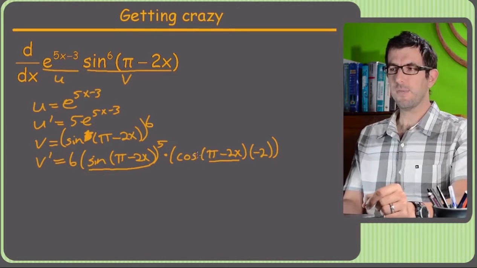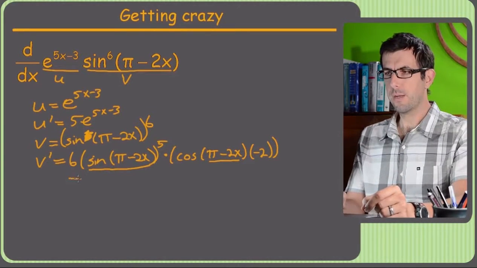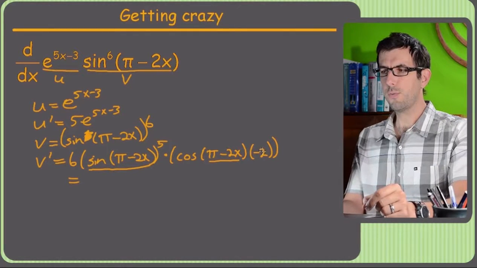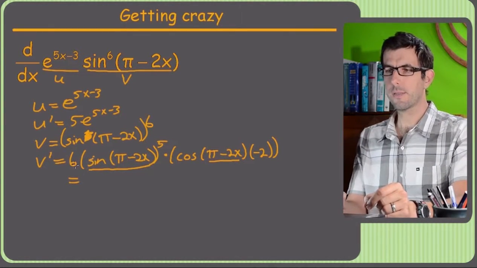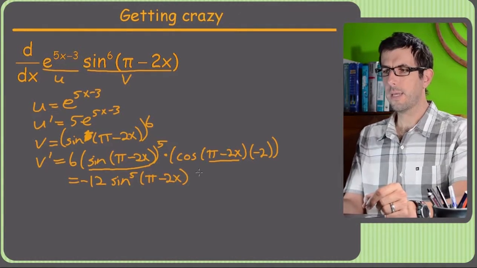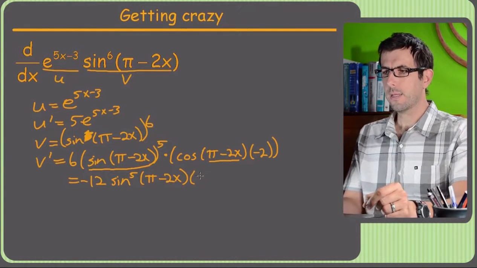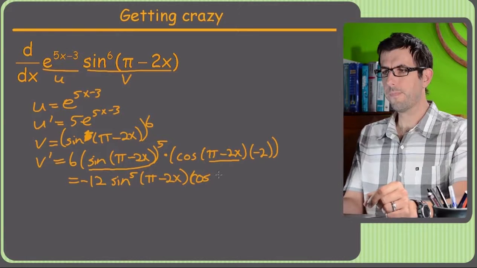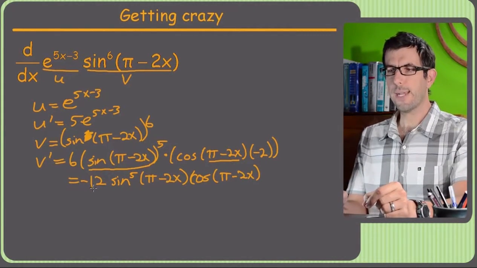So that was the mess that is v prime. I guess we could rearrange this a little bit because we have a negative 2 off to the right. Combine that with the 6, and we get negative 12. And everything else is pretty much the same. I'll move the 5 exponent to the usual place, so put it right there: sine to the 5th of pi minus 2x, and then we've got cosine of pi minus 2x as well. All right, so that is our v prime.